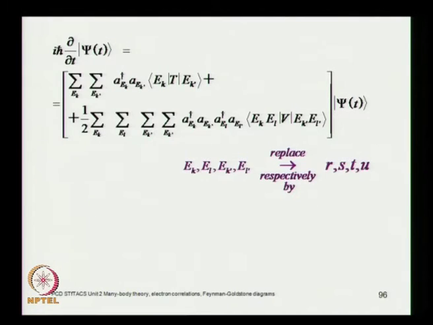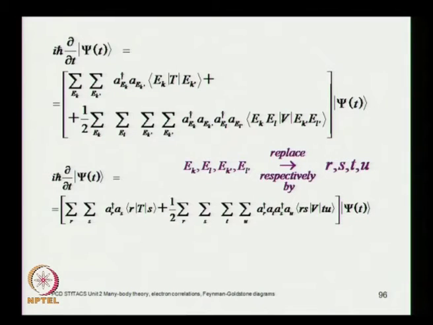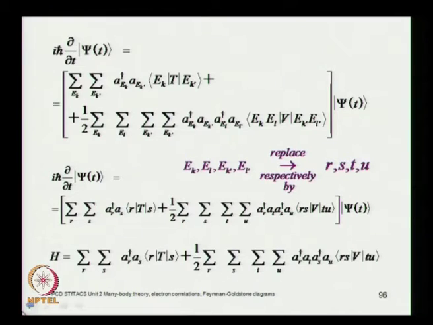And if you just rewrite this expression with Ek, El, Ek prime and El prime written in terms of R, S, T and U, then you have this expression here. I have only renamed this, there is no new physics in it, it is just a renomenclature of the expression, and this is what the Hamiltonian turns out to be.